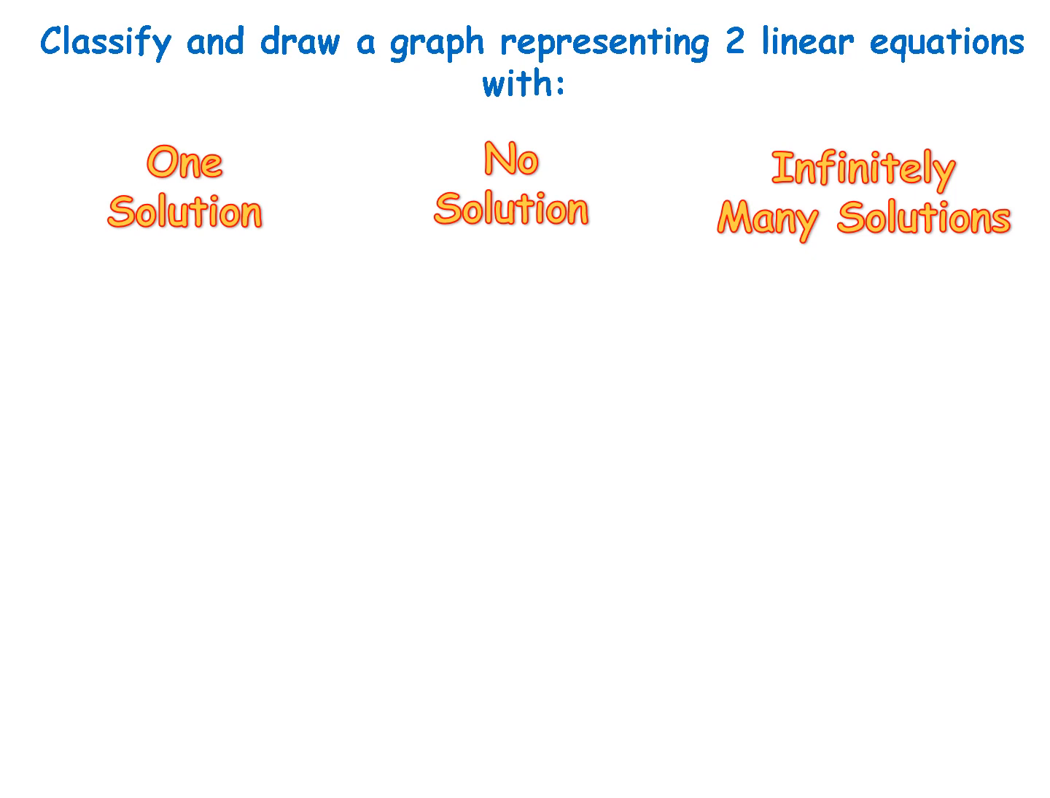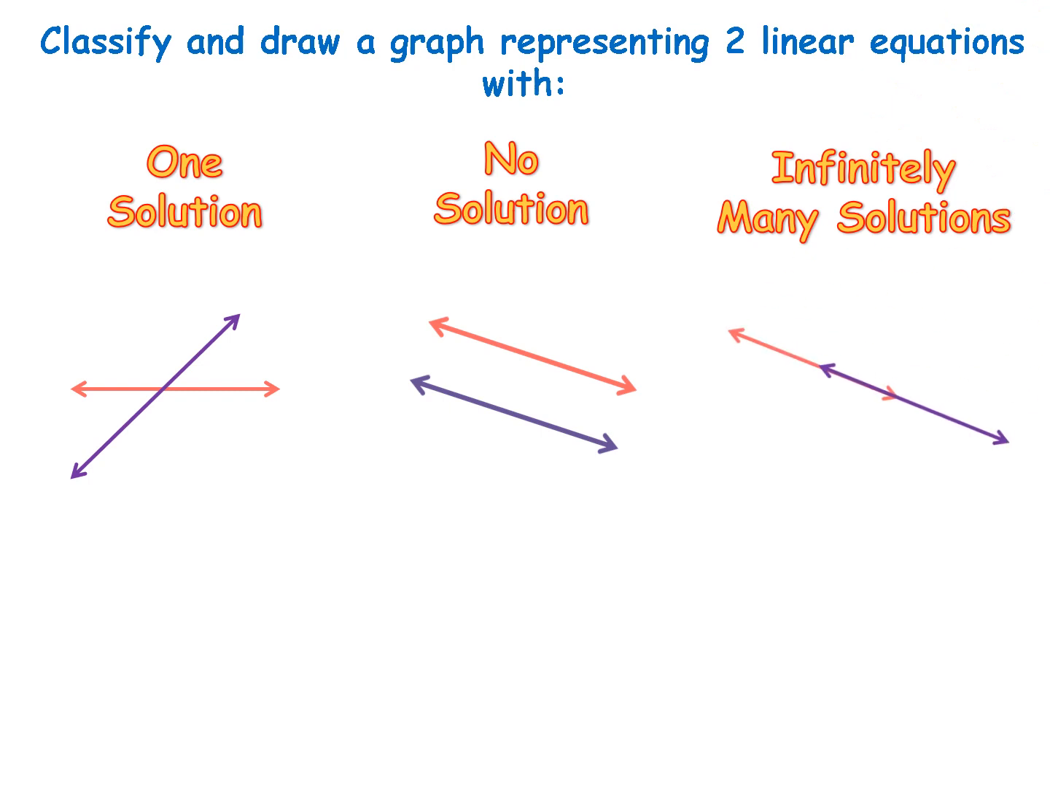All right, let's look and see how we classify and draw a graph representing two linear equations with one solution, no solution, or infinitely many solutions. So if we have one solution, that means our two lines intersect in only one place. If we have no solution, that means our lines will never intersect, therefore they're parallel. And then infinitely many solutions means that our two lines are the same line.